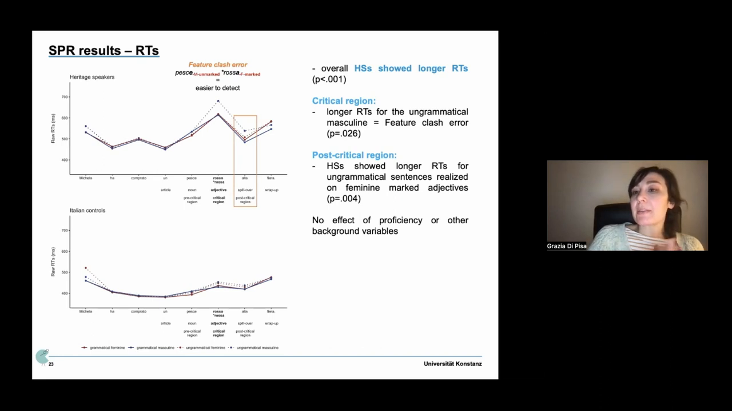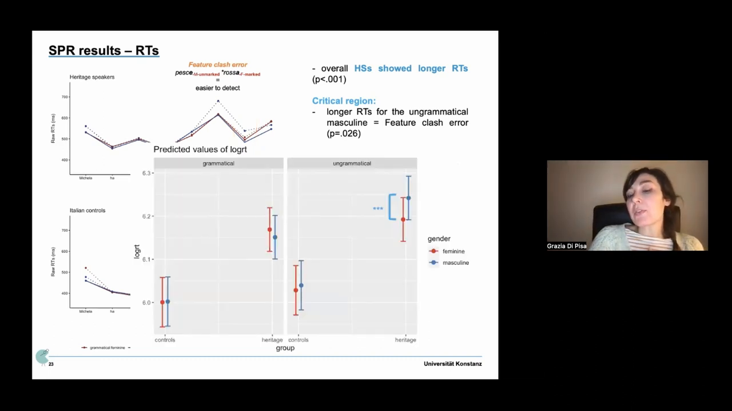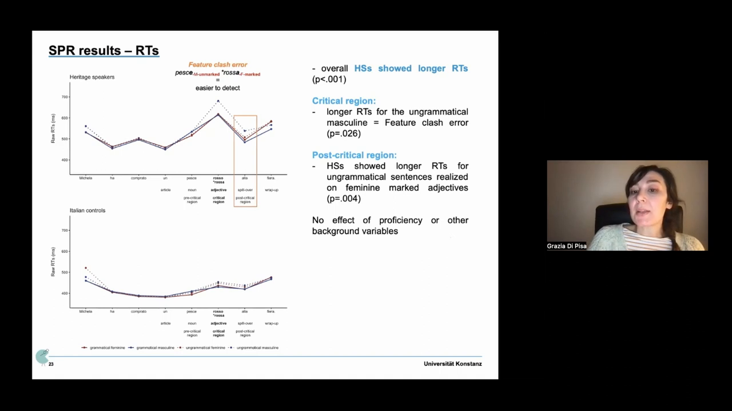And in the post-critical region, we saw again that because this effect is basically lagging, the heritage speakers also had longer reading times for the ungrammatical sentences realized on feminine marked adjectives. And we also ran some analysis here, and we found that again, this difference was significant for heritage speakers. And we did not find any effect of proficiency or of background variables.